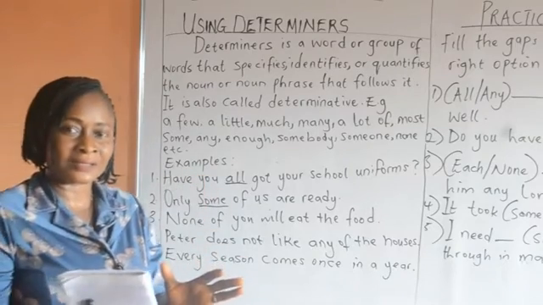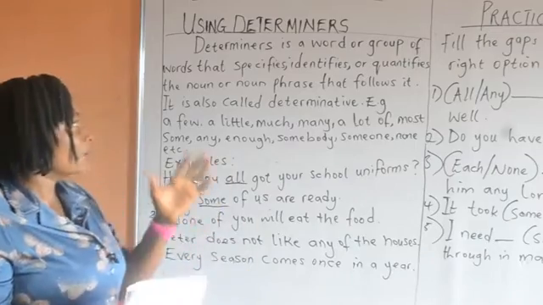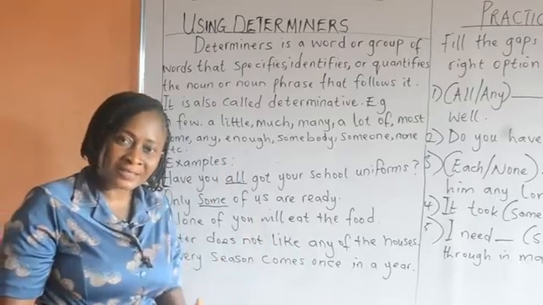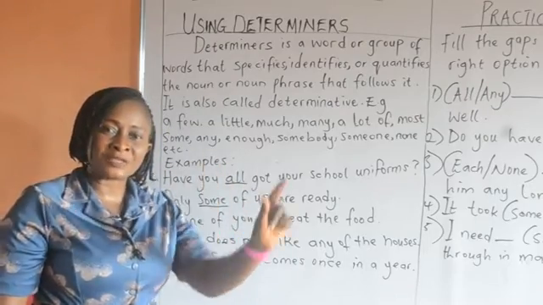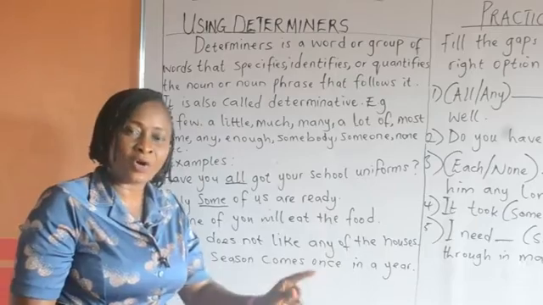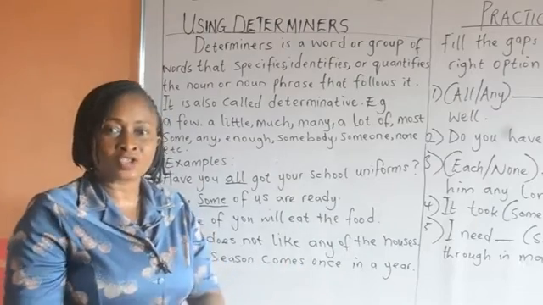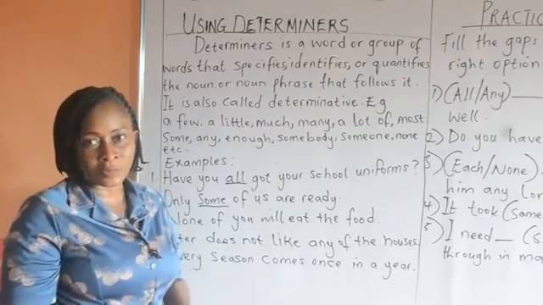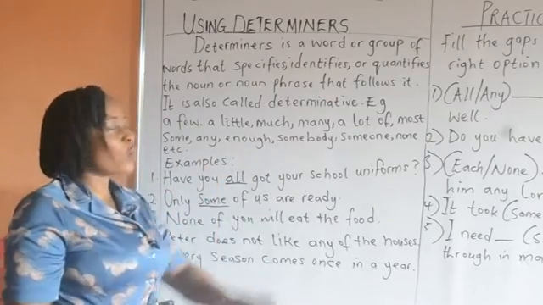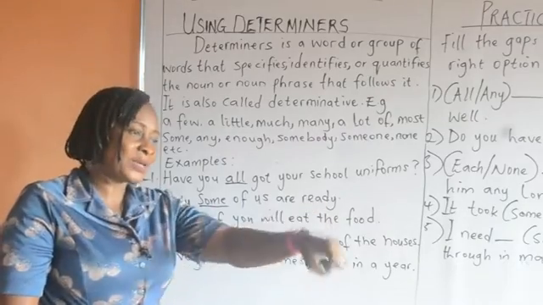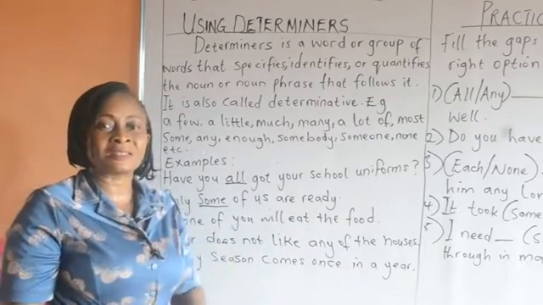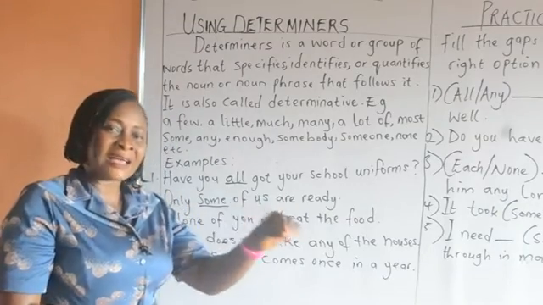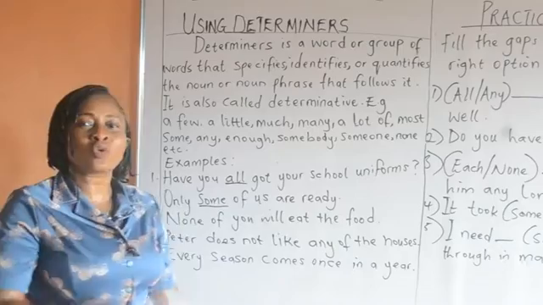Determiners are words or group of words that specify. It specifies, that is, it is being specific. It helps you to know the specific direction or the specific meaning of a particular sentence or words. It also identifies, that is, to pick out what your emphasis is placed on, what you want to say or what you actually mean. And again, it also quantifies.